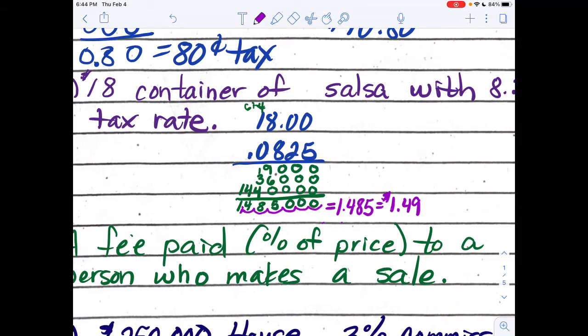And what's our total for the salsa? We have $18 for salsa and $1.49 for tax. And our total, if you add those two together, would be $19.49.